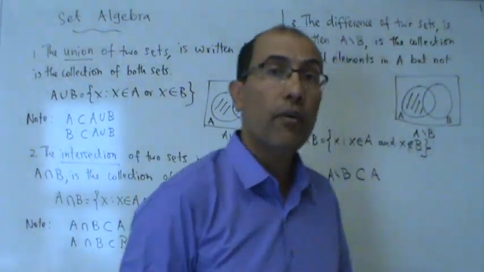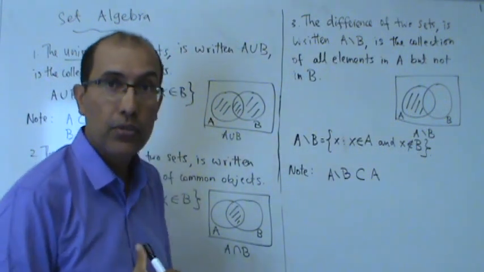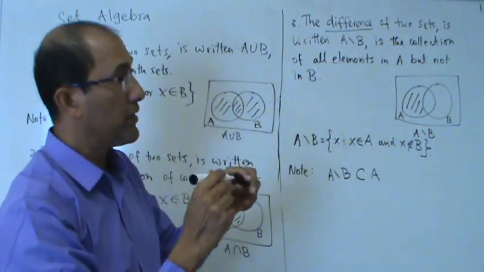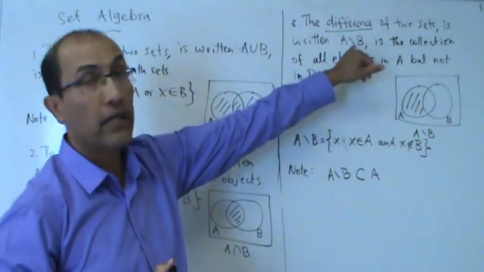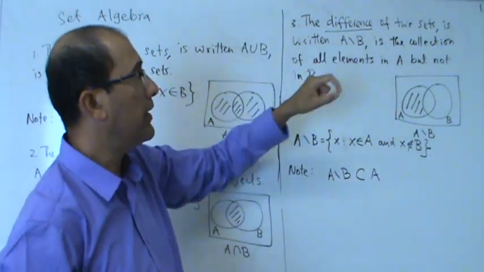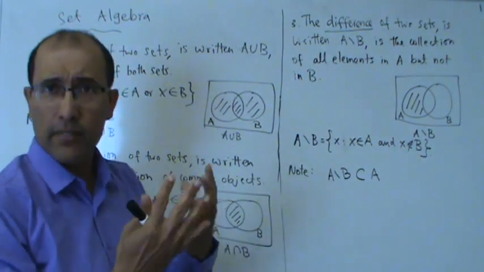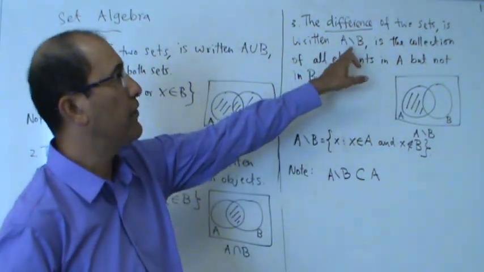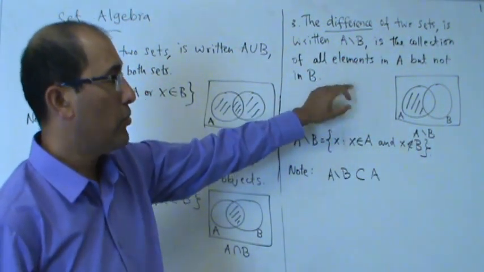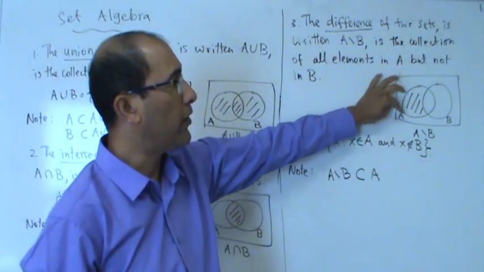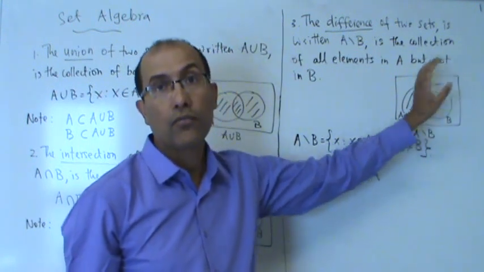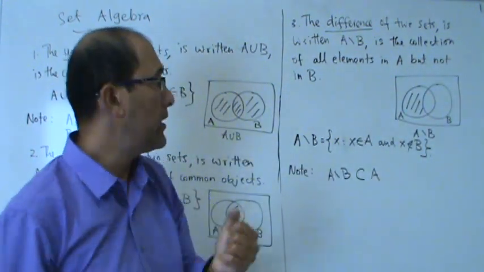And the third and the last operation you can do with two sets is called the difference of two sets. The difference of two sets is written A difference B. It's not a subtraction, it's like a slanted line, but the idea is similar to a subtraction. The difference is the collection of all elements in A but not in B. So from A we are subtracting B. All elements that are in B are not included. So only the elements in A are considered in the difference set.